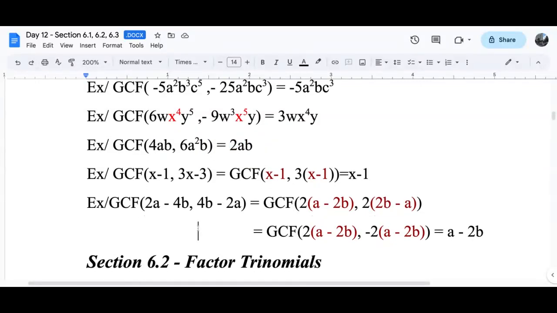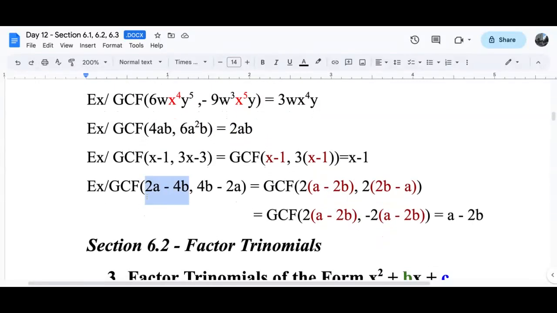Greatest common factor. But here we have binomials. We have two terms of 2a minus 4b, or 4b minus 2a. The relationship is that those two are called additive inverses. If we add those two, we get 0. We're looking for the greatest common factor. Actually, a common factor is 2. You see 2 is here, 2 is here. So 2 is also a factor. So the greatest common factor is 2a minus 4b. Does this make sense, Ajeda?